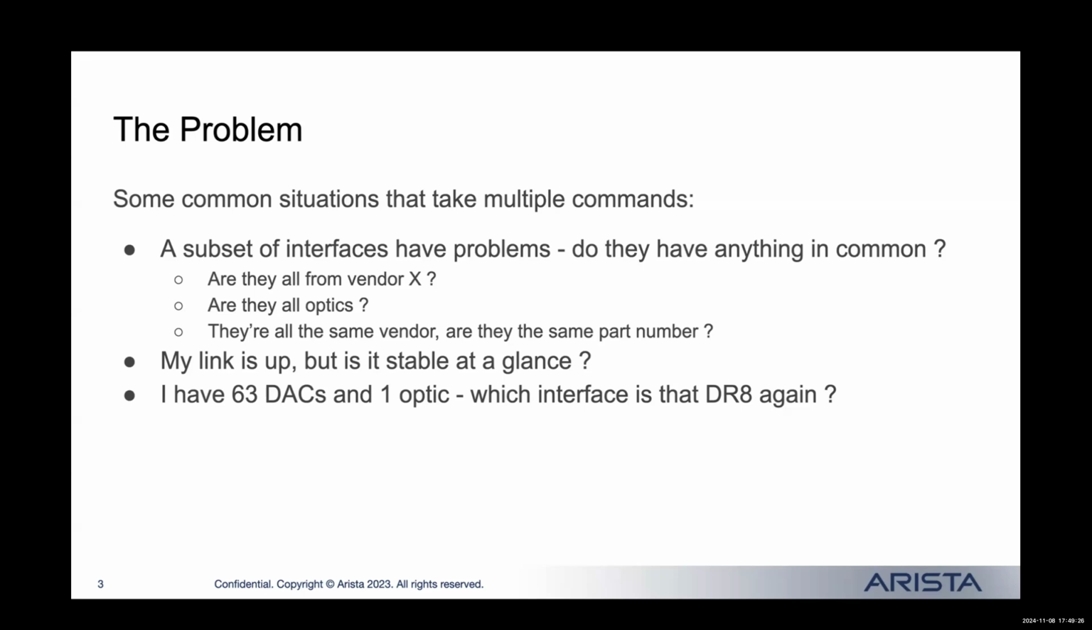The last example here is if I have 63 DACs, I work remotely from the lab and I only have one optic. I don't know which interface has the DR8, and I have to do show interface transceiver eeprom, grep for my interface, and add some context so I can see the actual interface a few lines above.